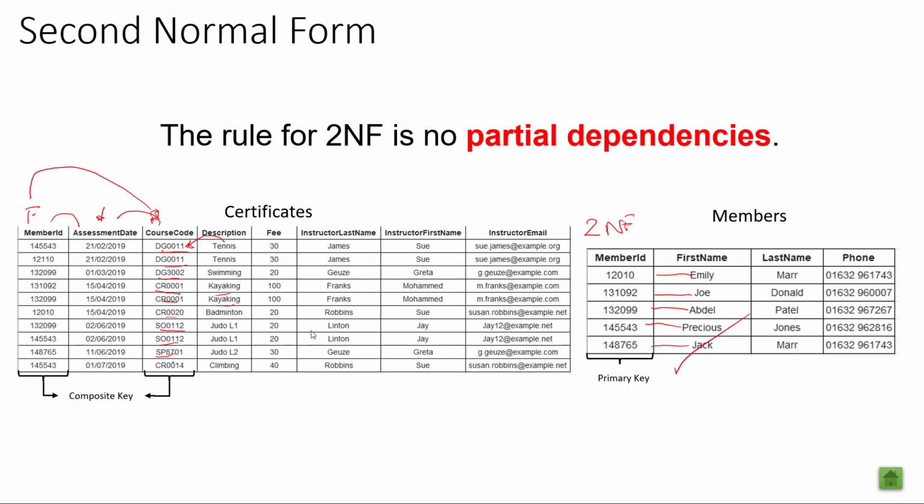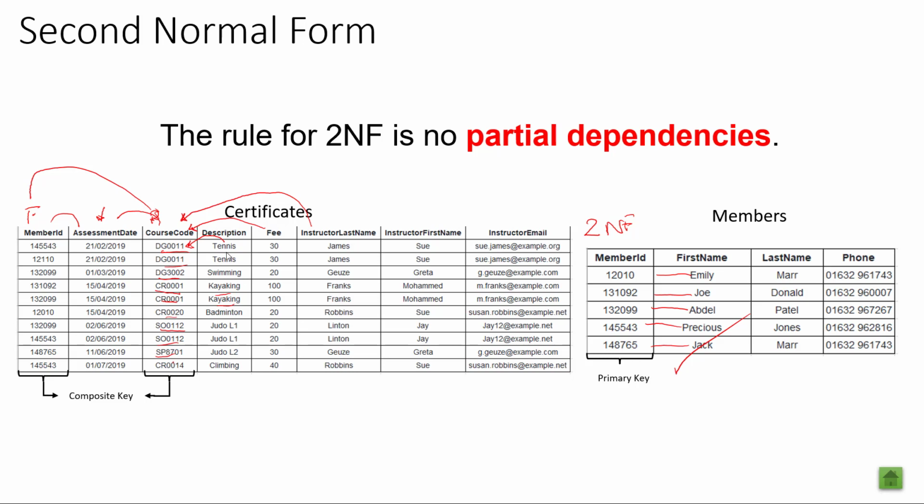Now, let's have a look at fee. This is also dependent on the course code only, because wherever it says tennis, it's always 30. Badminton's always 20. Kayaking's always 100, that kind of stuff. So what about instructor last name? That's dependent on just the course code, because we need to know the instructor that taught the course.